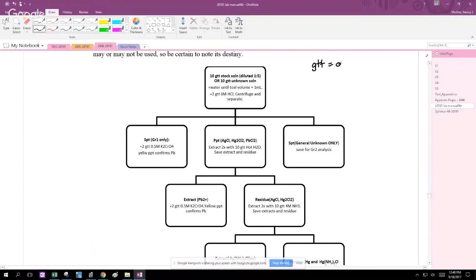GTT means drops. It comes from the Latin word gutta. Anybody who works in a pharmacy has seen that. If you don't work in a pharmacy, you might not have seen it yet. So now you know, that's the correct abbreviation for drops. PPT, what's that mean? Precipitate. It's the solid that forms.